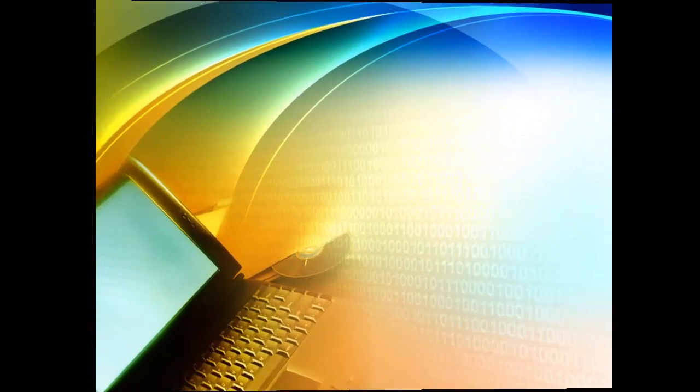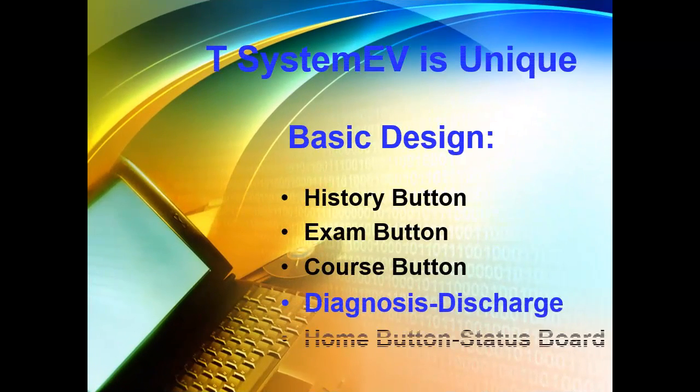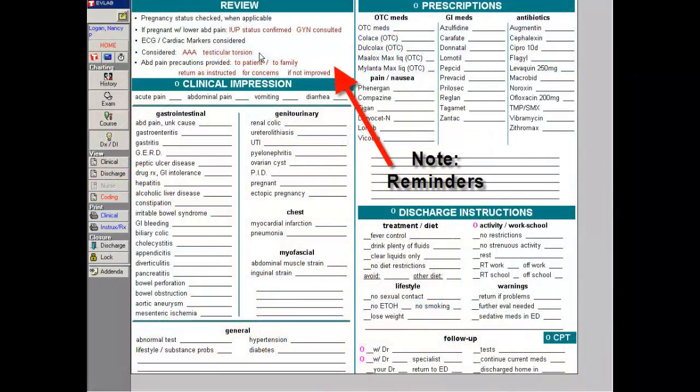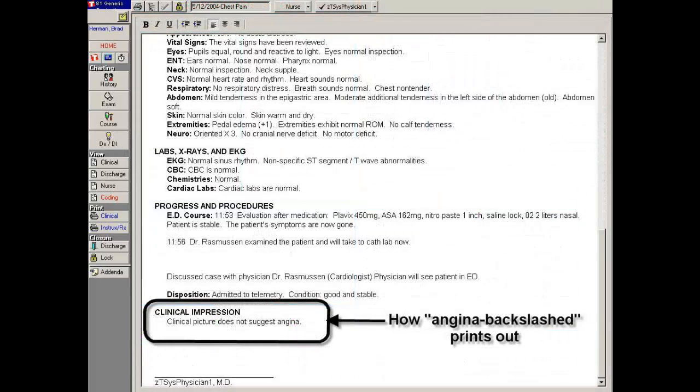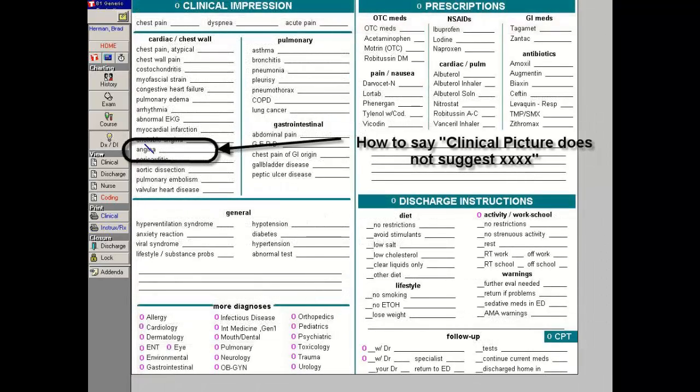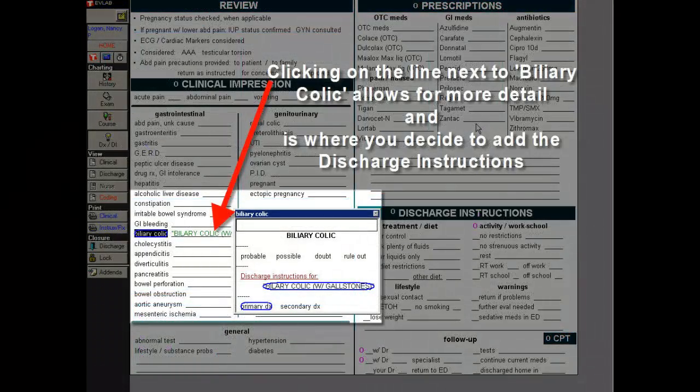Now on to the 4th button, Diagnosis and Discharge. This also is specific to each history template. All you need to do is tap a specific diagnosis or multiple diagnoses, or backslash to indicate clinical picture does not suggest. For example, a backslash through angina prints out clinical picture does not suggest angina. Other diagnoses not related to the history template are under general or more diagnoses and can also be chosen. Tapping on the line to the right of the diagnosis allows you to choose an aftercare information sheet related to that diagnosis.